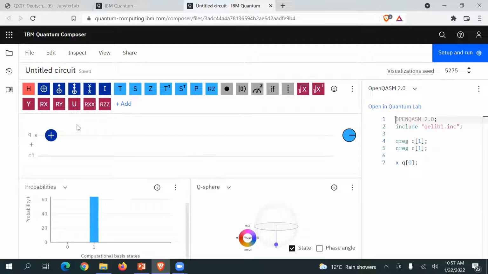See, I apply a NOT gate on top of that. So it reverses the whole state. It was 0 before, and again it reverses to 1. So if I apply another NOT gate, it again reverses the state, right? So this is how the gate works. The behavior of the NOT gate is that it reverses the state. It makes 1 to 0 and 0 to 1, right? So it reverses the state.